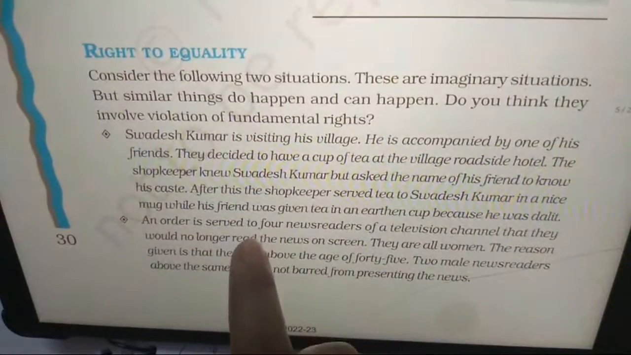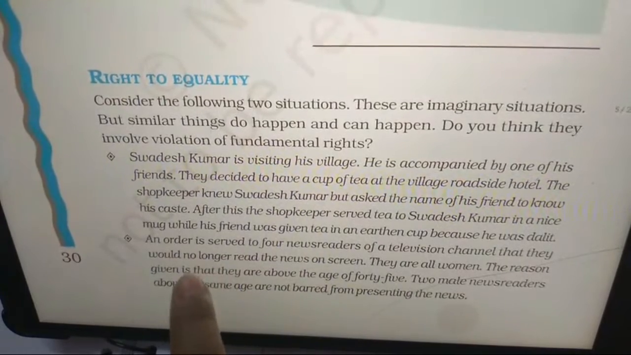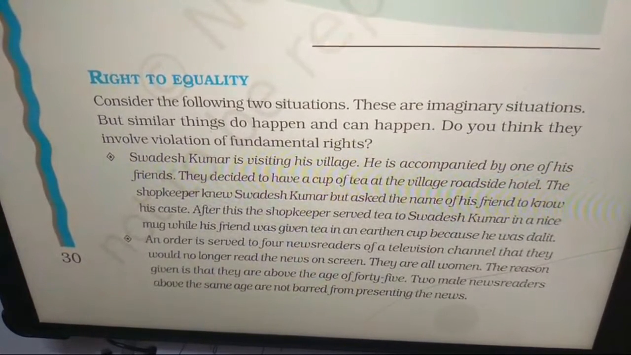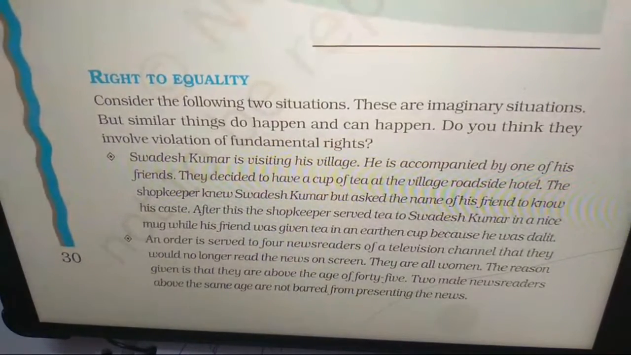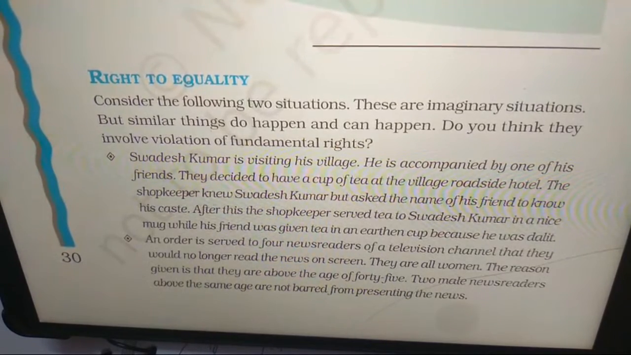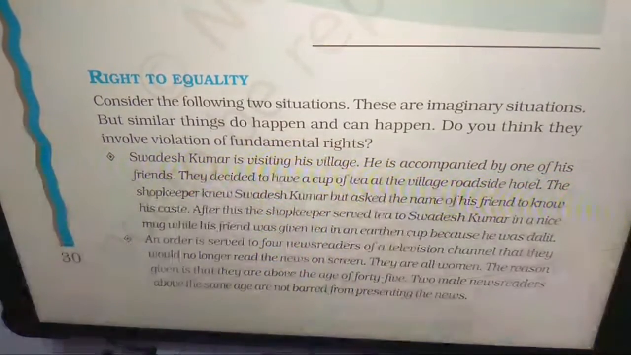Right to equality. Consider the following two situations. These are imaginary situations, but similar things do happen and can happen. Do you think they involve violation of fundamental rights?